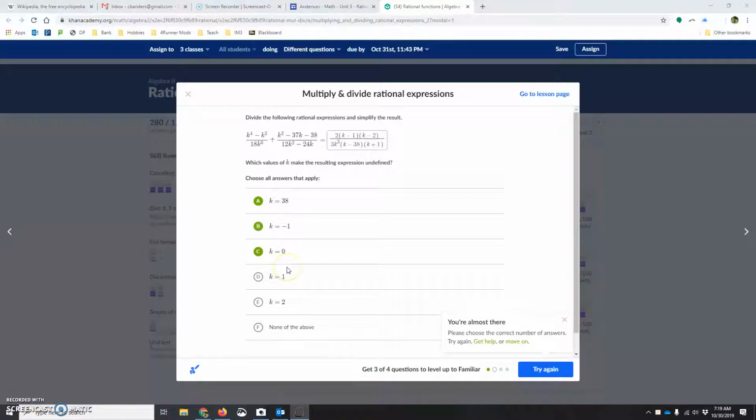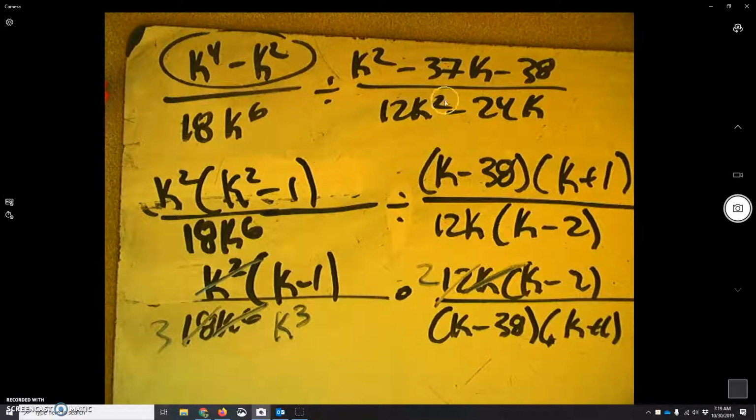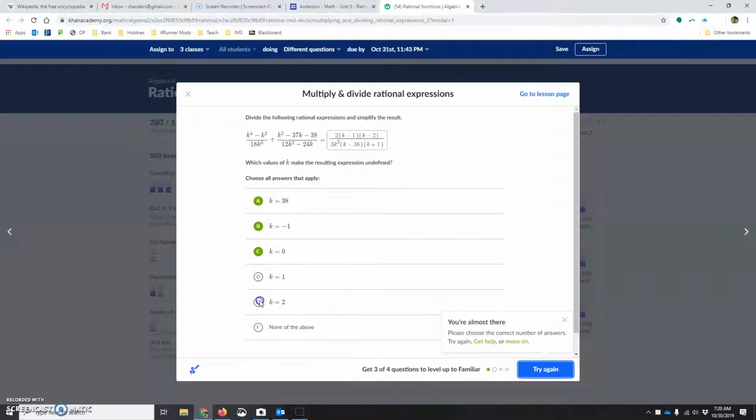Okay, so I checked my answer, and it says I'm almost there. Oh, I know why. So remember when we had a division problem here and we flipped it? We have to consider this 2 down here as a value as well that's undefined. So even when it's originally down here and then we flip it to the top, it's still a value that counts. So positive 2 is also a bad value. And there we go. Let's try it again.